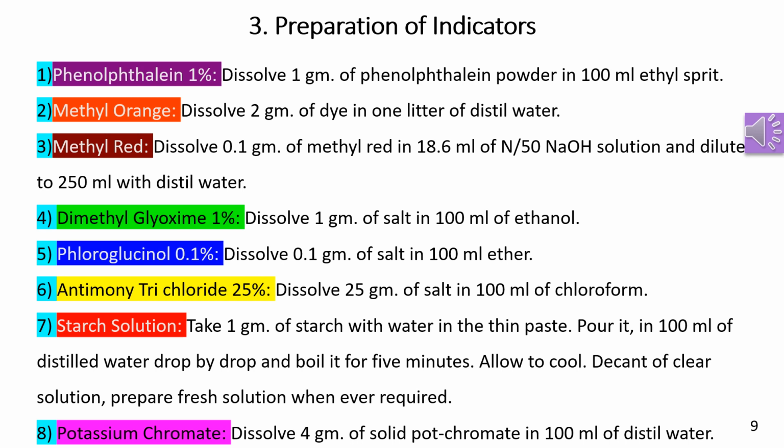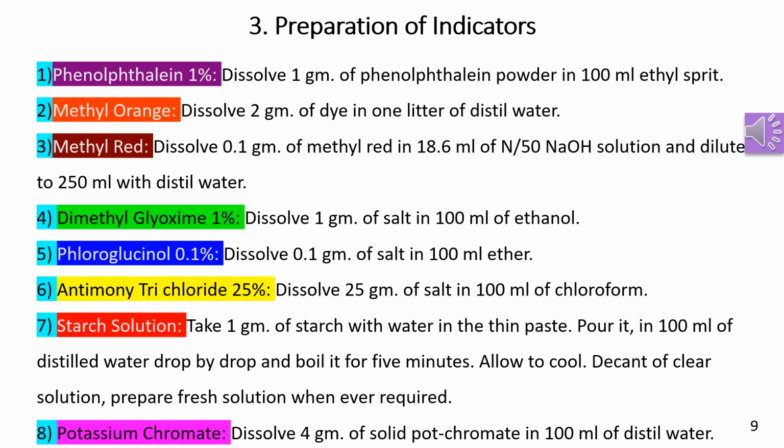Number one is phenolphthalein 1%. How can we prepare phenolphthalein 1%? To prepare it, we need phenolphthalein powder and ethyl spirit. The procedure is to dissolve 1 gram of phenolphthalein powder in 100 ml of ethyl spirit. That will give us the phenolphthalein 1% solution, and that's how the phenolphthalein 1% indicator is prepared.